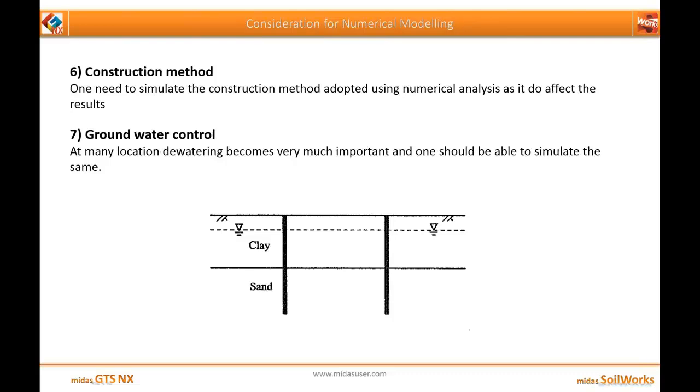Now next is the construction method. One should properly simulate the construction method. One may not do it very accurately, but one should be able to simulate the construction method because the construction method does affect the results. And finally we have the groundwater control. Now at many locations dewatering becomes very important, and one should be able to simulate the same while considering the numerical analysis.